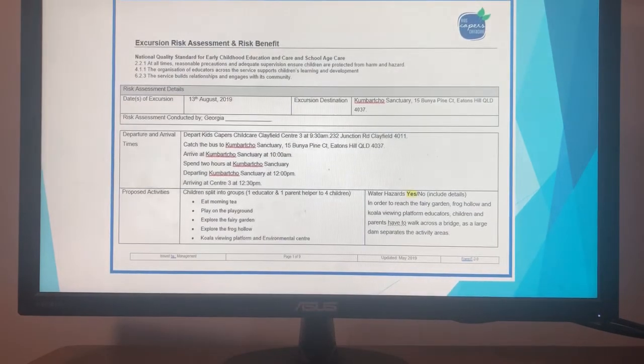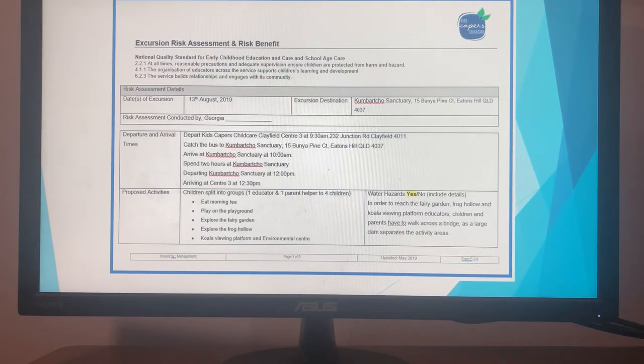So today we're going to be having a look at an example of an excursion risk assessment and risk benefit. But we're looking at this because there is a lot of detail in this example, but there is other types of risk assessments as well as risk minimisation plans. So any child that does have a dietary requirement, an allergy or medical condition should have a risk minimisation plan. So we know as a centre and as an organisation what we're doing to minimise that risk.